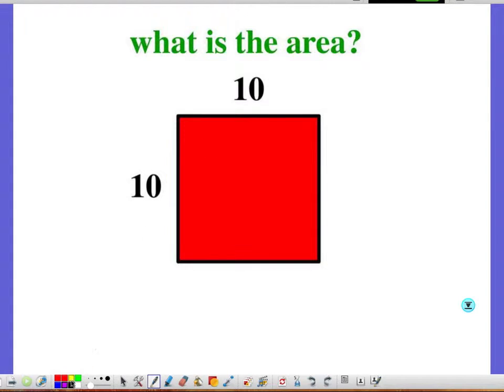So in order to get a really good understanding, let's go all the way back to elementary school and find what the area of this square is. Very simple. It's going to be 100. How do we get 100? Well, you basically multiply the length, which is 10, times the width. So length times width gives you 100.